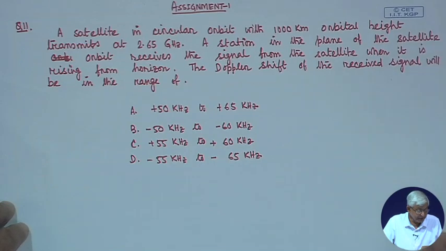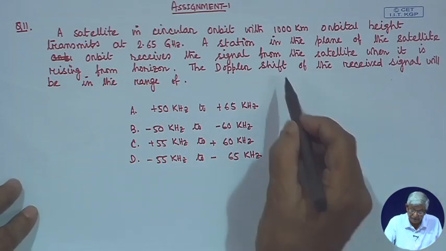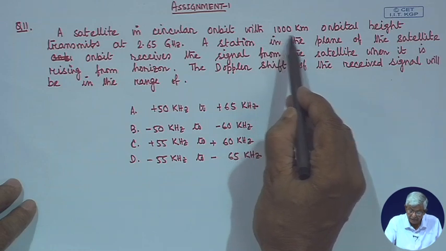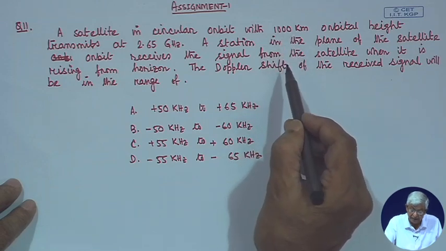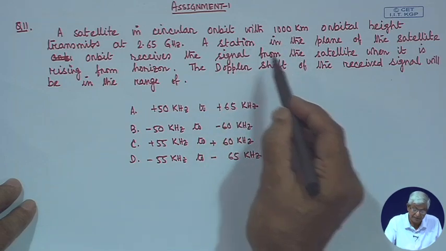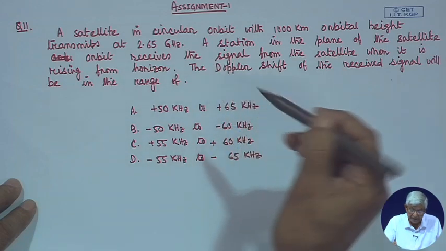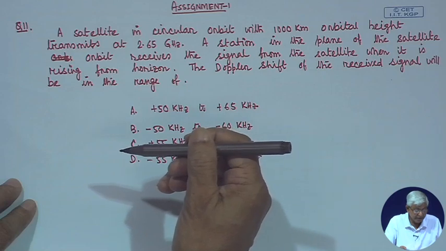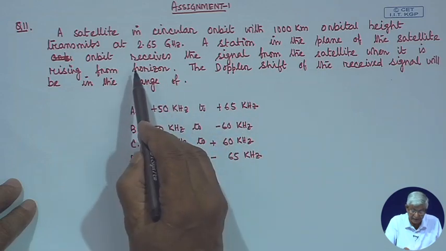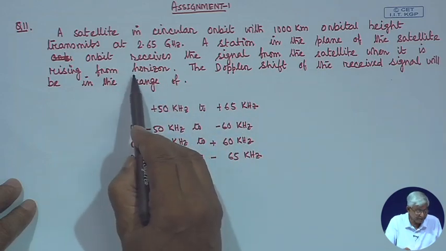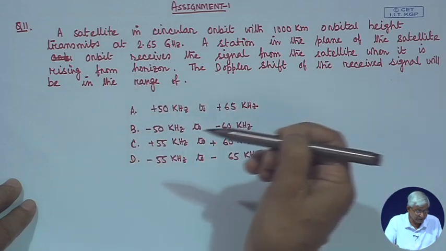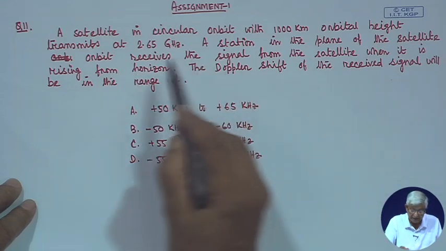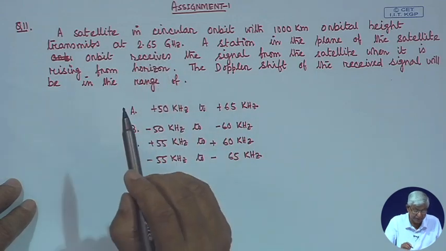Now, for this calculation, what we have to find out is, for a circular orbit of this height, first you have to find out the velocity in the orbit, then the velocity in the direction of the observer when it is rising from the horizon. If you know the velocity towards the direction, you can find out the Doppler shift, and the original transmit frequency is known.